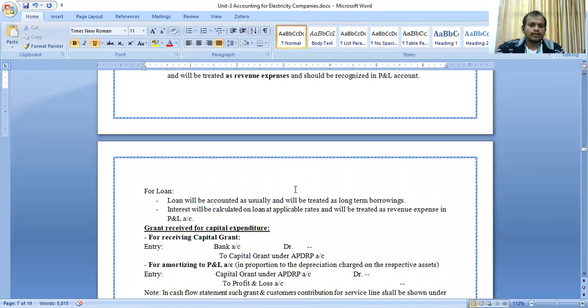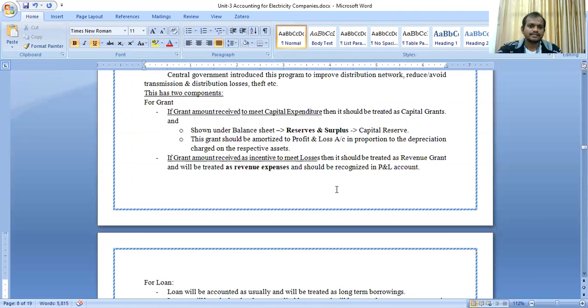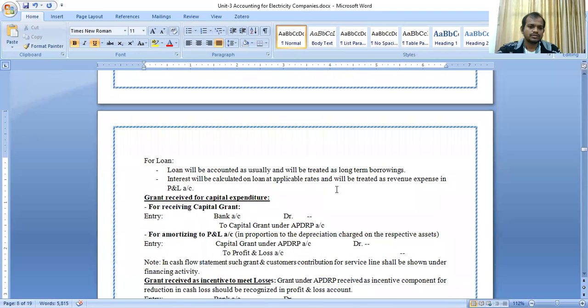So for a loan, how to treat this loan? If the government provided any loan to the electricity company, that loan we have to treat as long-term borrowings, a long-term loan, and we have to calculate the interest against the long-term borrowings, and that interest we have to show in the revenue expenses in the debit side of the profit and loss account. So how to journalize these grants and loans?